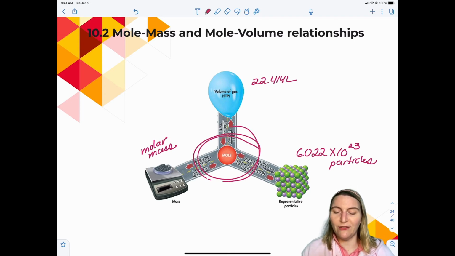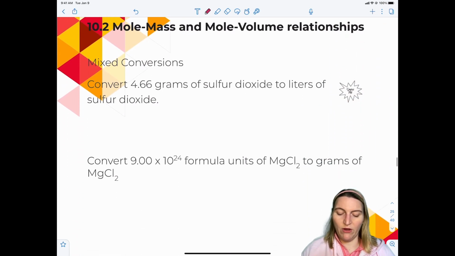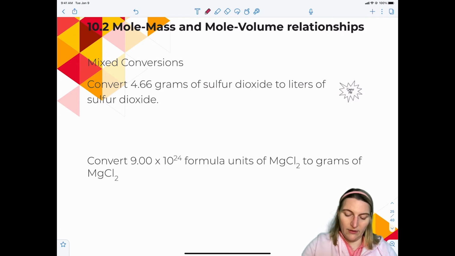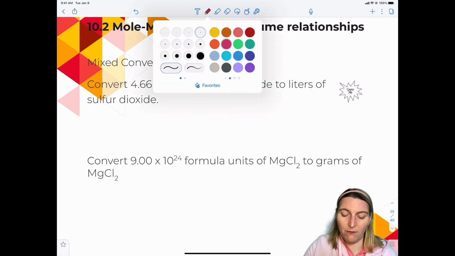So if these 3 things are all equal to 1 mole, that means that they can all be equal to each other. We can be doing these problems in 2 parentheses, or we can do them just in 1. So we call these mixed conversions because they just have everything in them. The first one says, convert 4.66 grams of sulfur dioxide to liters of sulfur dioxide. This should say at STP. That's an error on my part here.